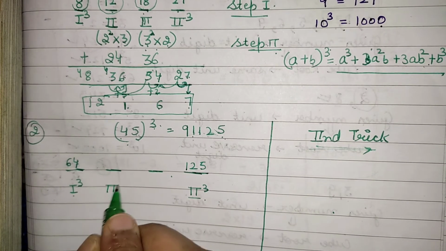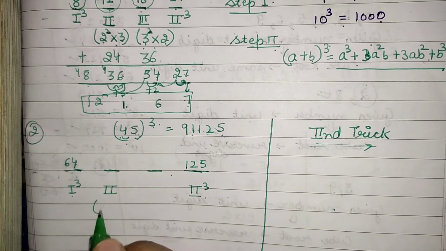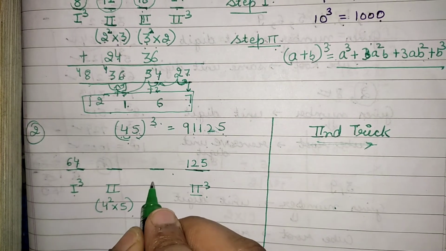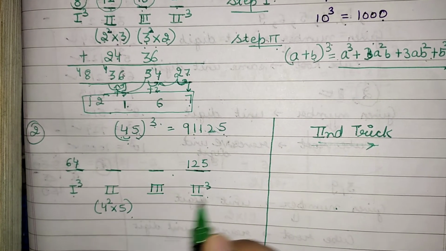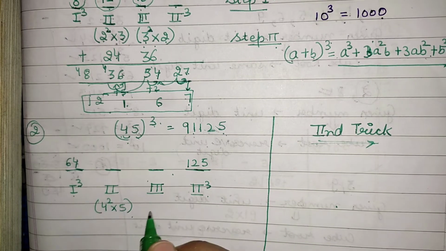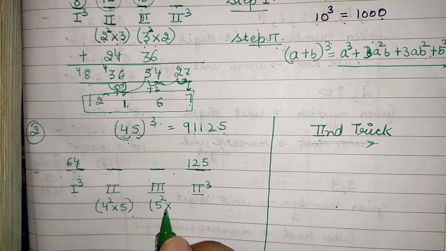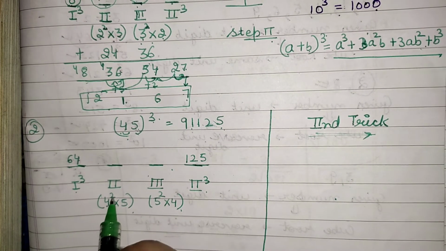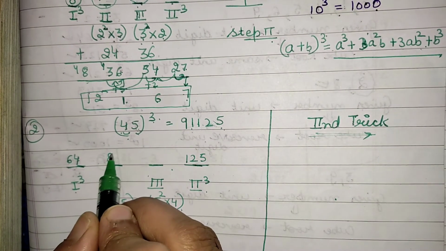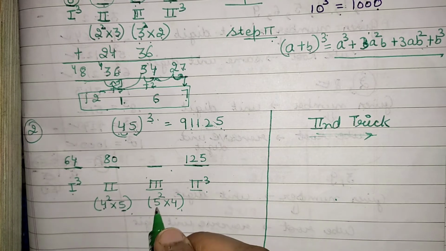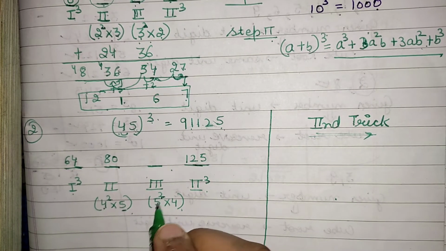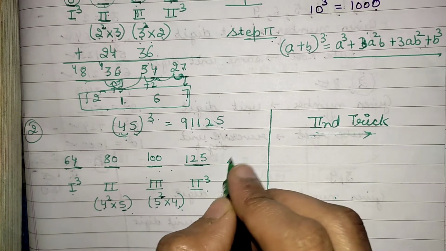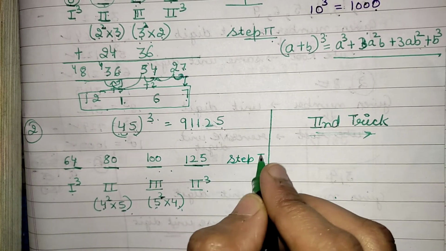The second part is the square of the first number multiplied by 5. And the third part will be the square of the second number multiplied by my first number. So 4 times 4 is 16, 16 into 5 is 80, and 5 square is 25, 25 into 4 will give me 100. So my step number 1 is done.